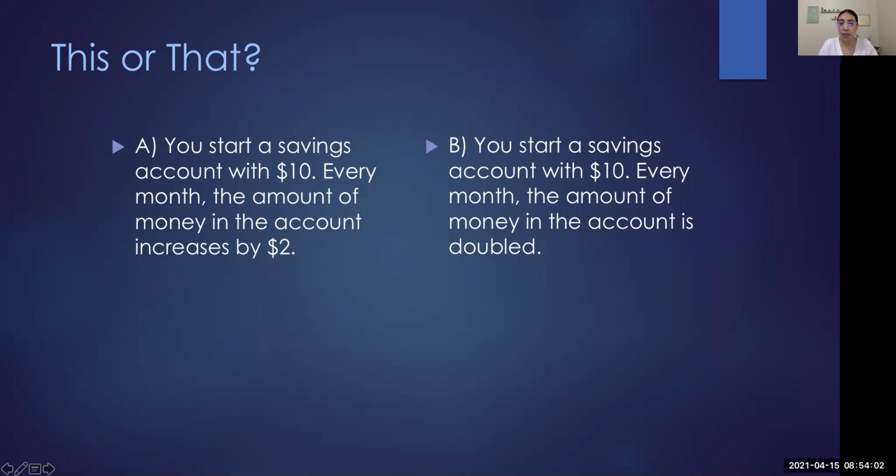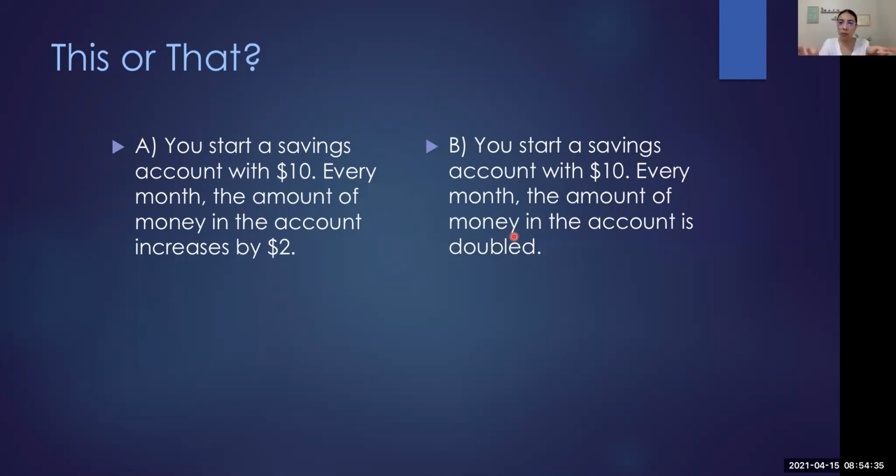Option B, you start a savings account with $10. Let me get my pointer. You start an account with $10, and every month, the amount of money in the account is doubled. So take a good look at these two options, study them, analyze them, think about what option for a savings account would you rather have, A or B?